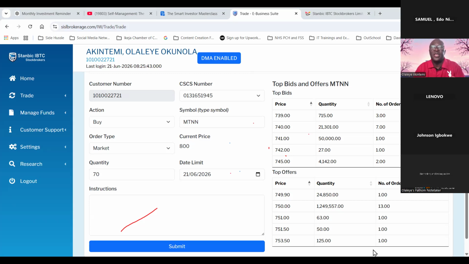Can anyone tell me the main difference, the major difference, between Stanbic IBTC and Afri Investor? Does anyone know the difference? All of them are stockbrokers, but does anyone know the difference between Stanbic IBTC and Afri Investor or Bamboo? Yes, sir. I think one of the major differences is that Stanbic IBTC is quite established when it comes to stockbroking, and two, they also have the backing of a financial institution. Yes, correct.